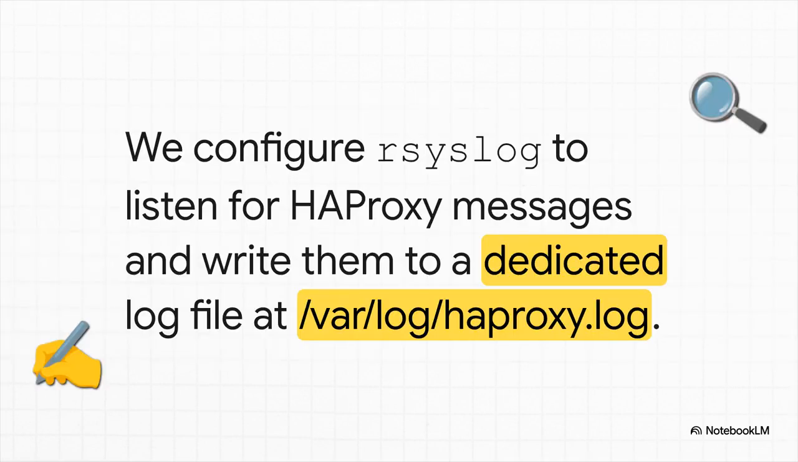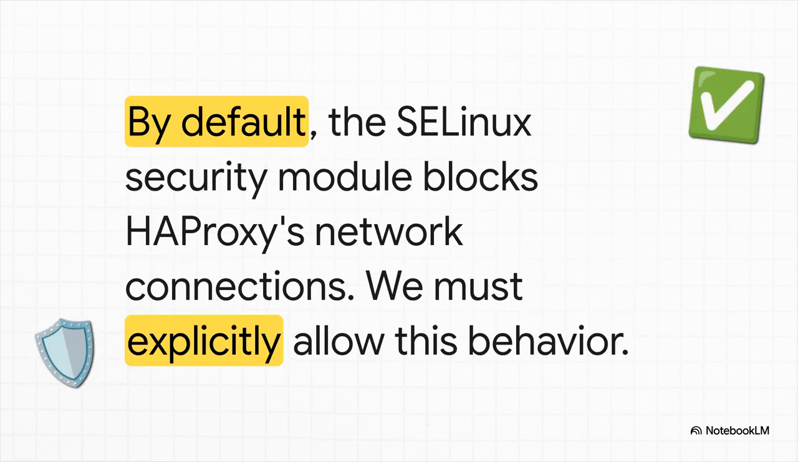First up, logging. Without logs, you're flying completely blind. You have no idea what's happening. So our first step is to tell the system's logger to listen for messages from HAProxy and write them to their own special log file. That way, we can see every single request as it comes in. Now for security. On modern Linux systems, there's a security layer called SELinux.